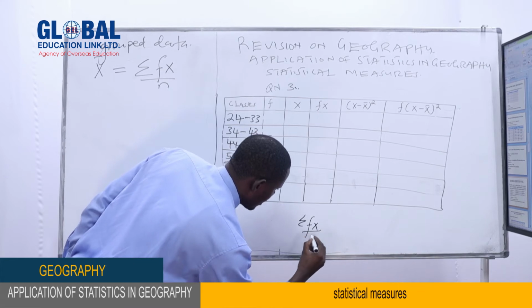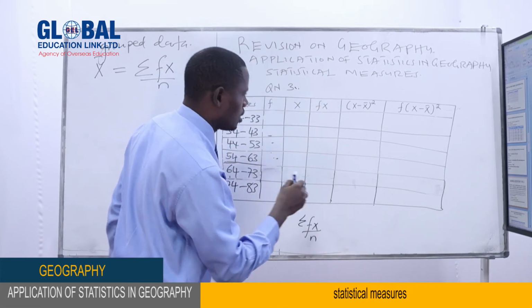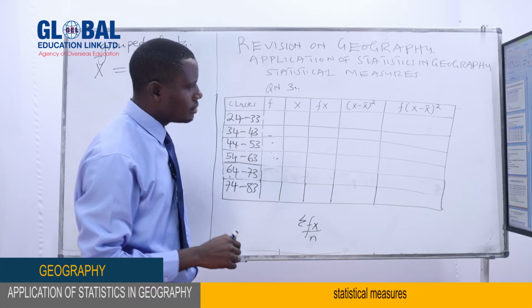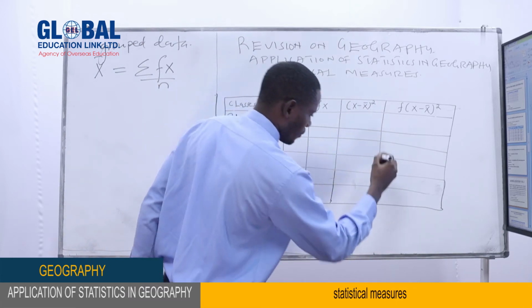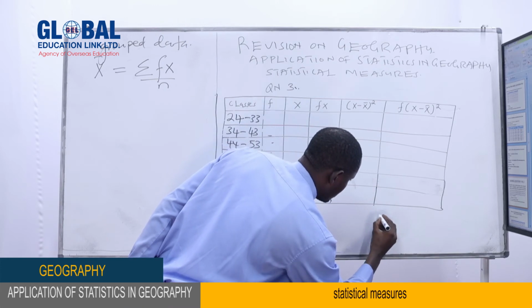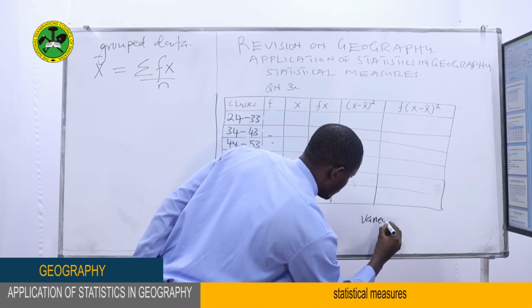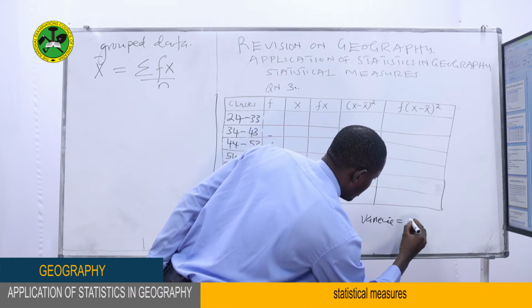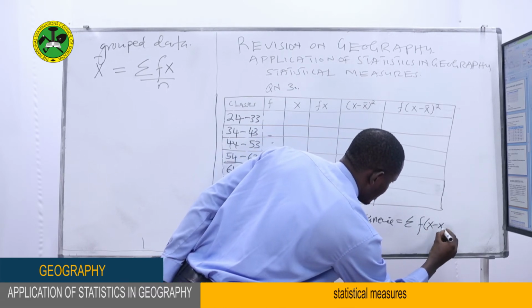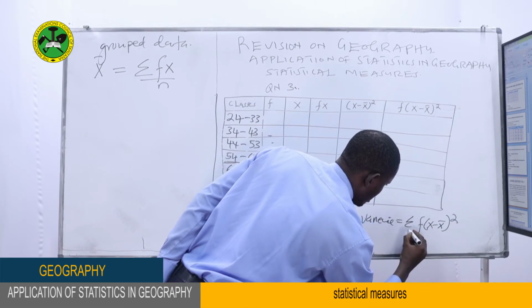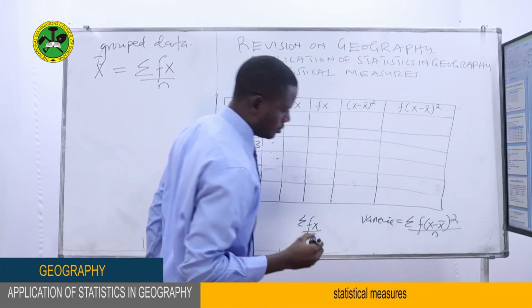Then you get another column, so that we can come up with the summation of fx, then we divide by n, and we have the mean. Again, we are talking about the variance and the standard deviation. The variance is given by the summation of f times x minus x bar squared, then we divide by n.